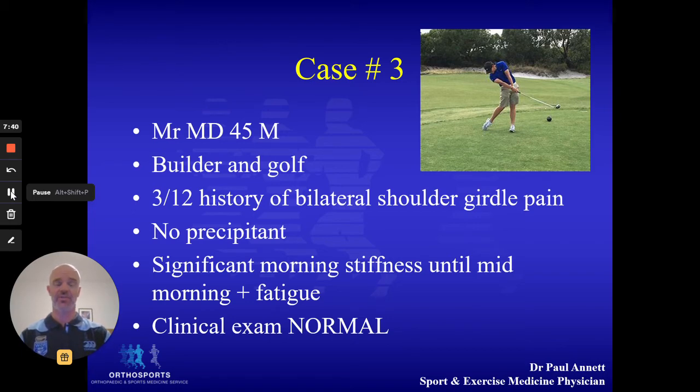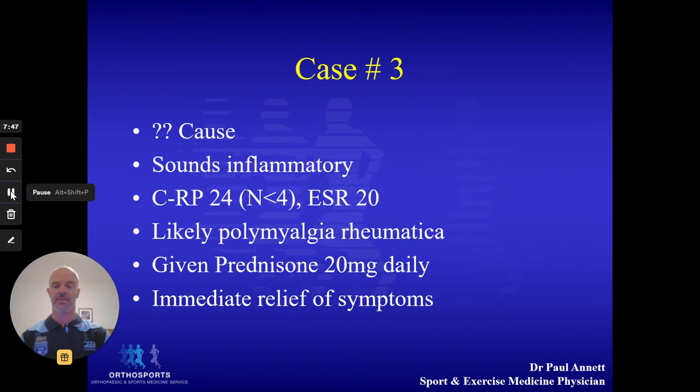Of note, his clinical examination of the shoulder was quite normal, including a normal range of movement, rotator cuff strength, and negative impingement tests. Whilst his symptoms were quite non-specific, they did sound very inflammatory, particularly the long and protracted period of morning stiffness. He was investigated with a set of inflammatory blood tests and had quite a markedly raised CRP and a mildly raised ESR. A potential diagnosis of polymyalgia rheumatica was made, and he was treated with prednisone 20 milligrams daily with almost immediate relief of his symptoms.